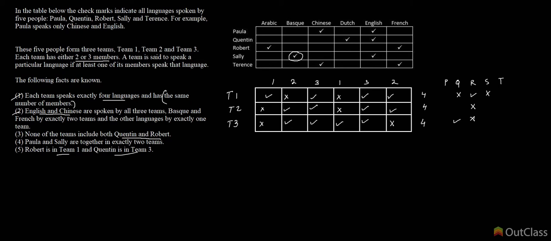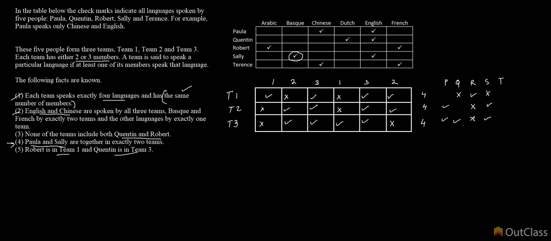Now before we proceed further, we can look at the 4th clue, which says P and S are together in exactly 2 teams. Now that helps us figure out the number of people in a team, because if you look at team 1 and team 3, they already have 1 person. So also team 1 does not have S. I think that's an easier way of going about it. Team 1 does not have S. So the 2 teams in which P and S are both present should be team 2 and team 3. P and S are present in both.